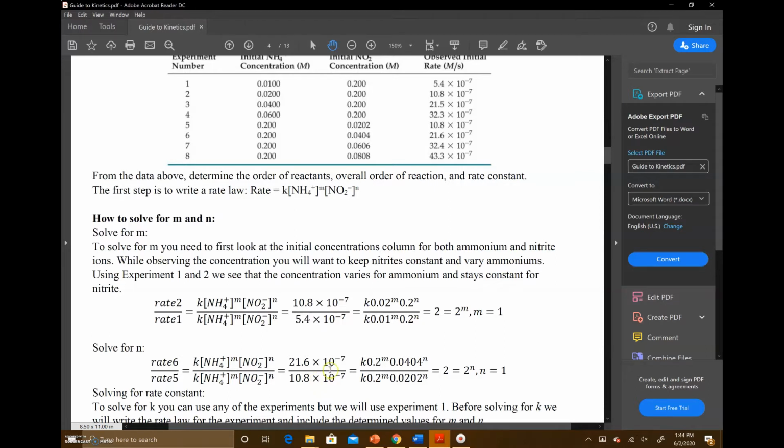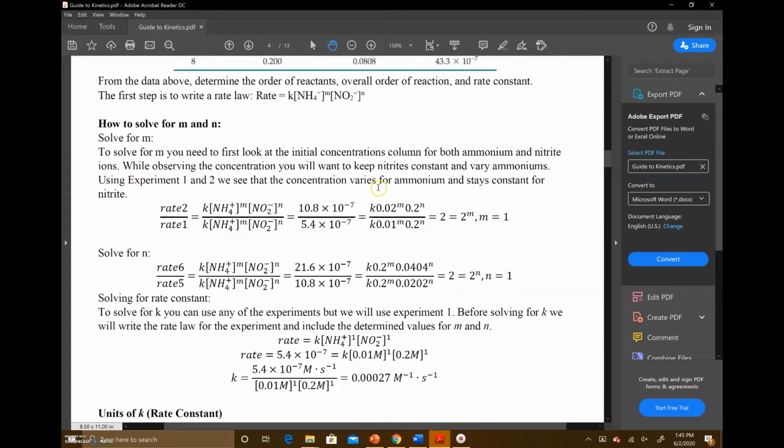So going through the math here, same concept as what we looked at in the first part. We set it up, we find that k's cancel out again, and then 0.2 divided by 0.2 is going to cancel out, and that leaves you the 0.04 divided by 0.02, which gives you 2 to the n power, and then 21.6 divided by 10.8 is equal to 2. Again, 2 to the n power equals 2. What is n going to be? n is going to be equal to 1 in this case. So the orders of reactions, this is how you go about solving for it. So when we're talking about work, this is showing your work in relation to the problem that you're working on.